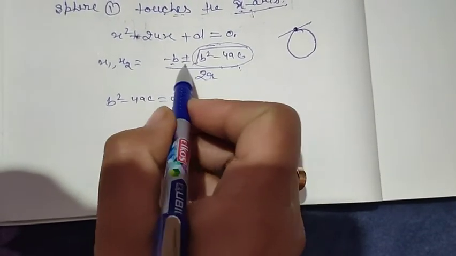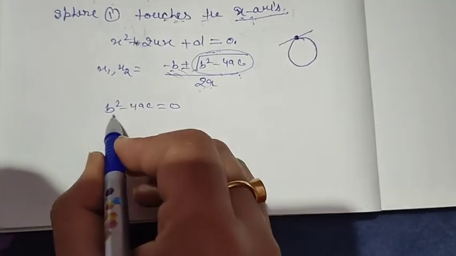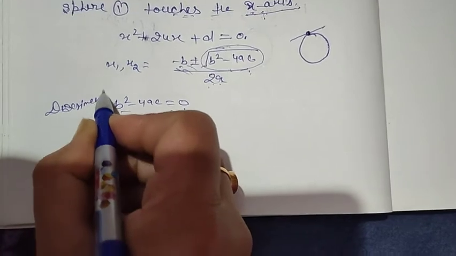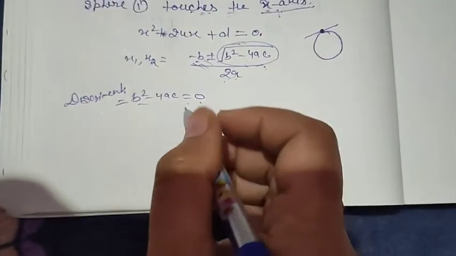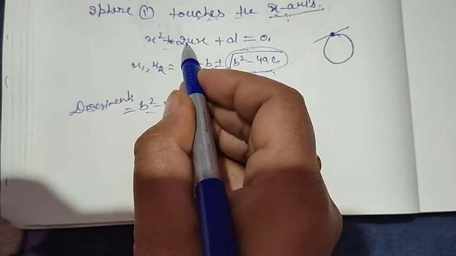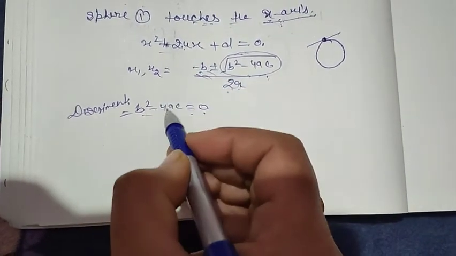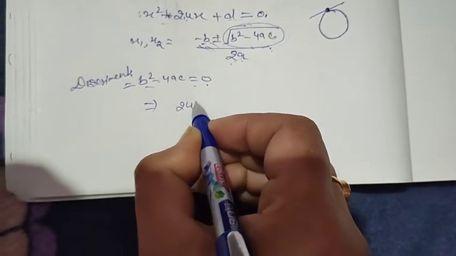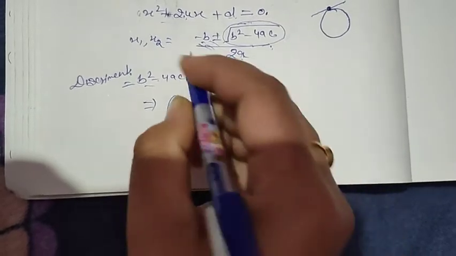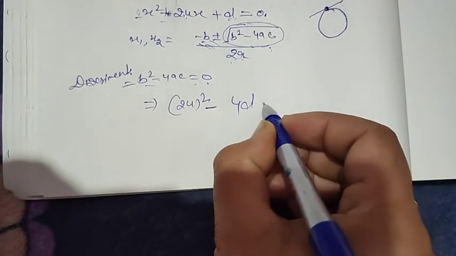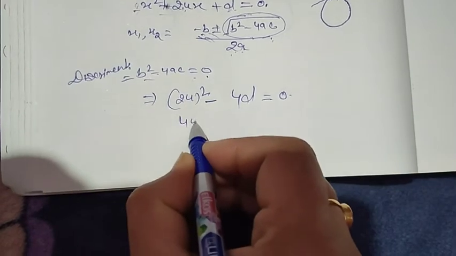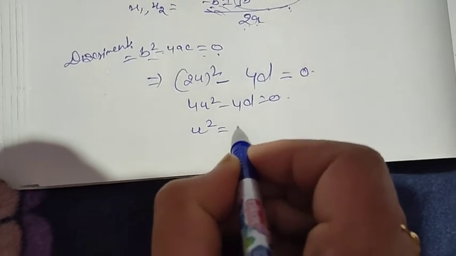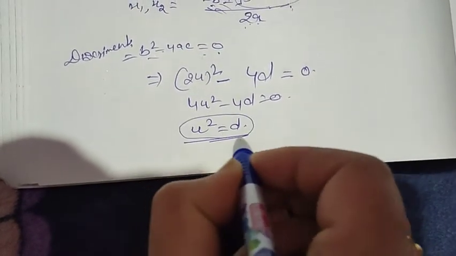Then both values, minus b by 2a, are equal. The discriminant b square minus 4ac is equal to 0. This implies 2u whole square minus 4d is equal to 0, so 4u square minus 4d is equal to 0. So u square is equal to d. We have found the value of d.